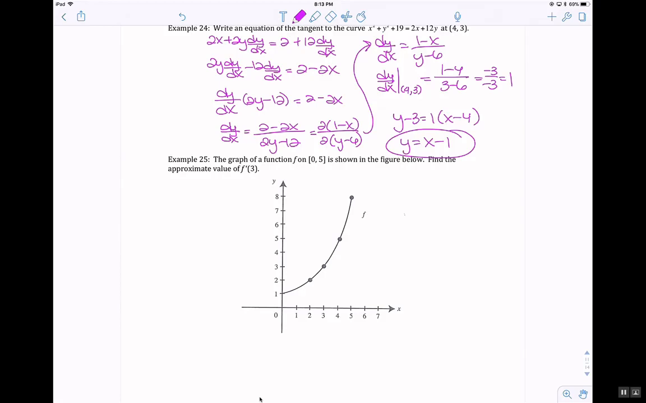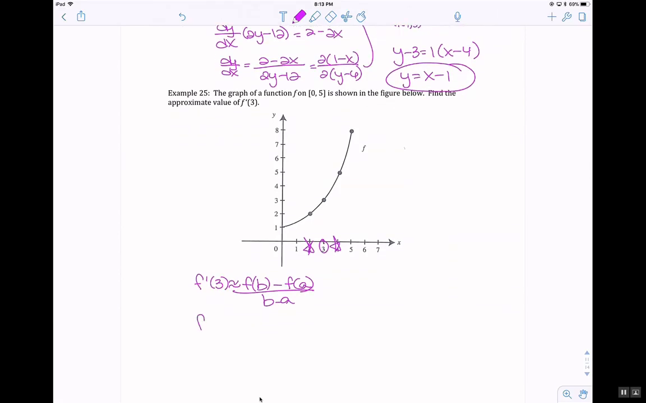Okay, 25. Graph of the original function below. Find the approximate value of f prime of 3. So we can use the mean value theorem. f prime of 3 is approximately equal to f of b minus f of a over b minus a.